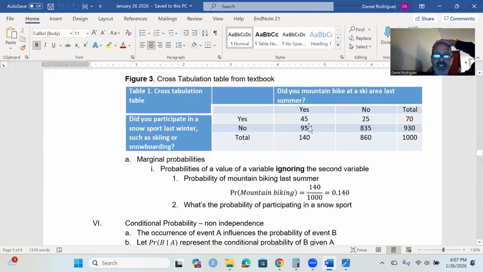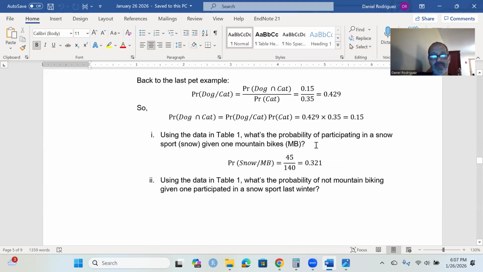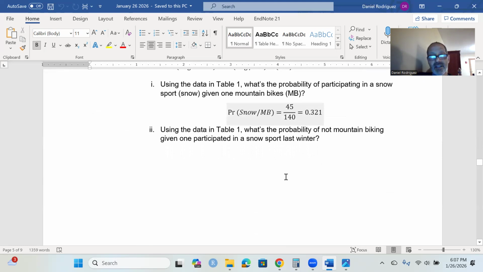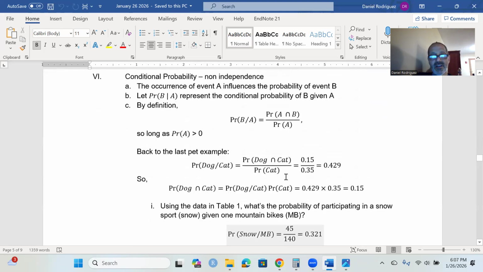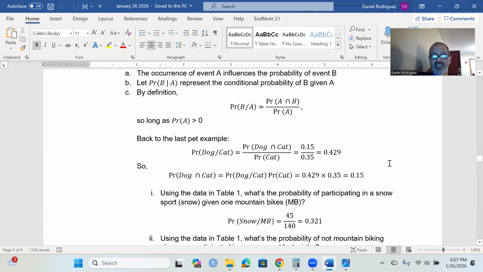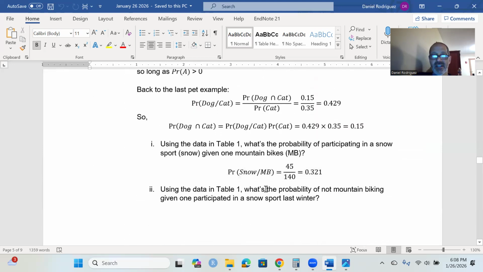So what I did was create a new sample just out of those who mountain biked last year. Okay. Using the data in table 1, what's the probability of not mountain biking given one participated in a snow sport? Not mountain biking will be 25 out of 70 because our sample is restricted to the 70 people who participated in a snow sport. So the condition is after the slash, okay?